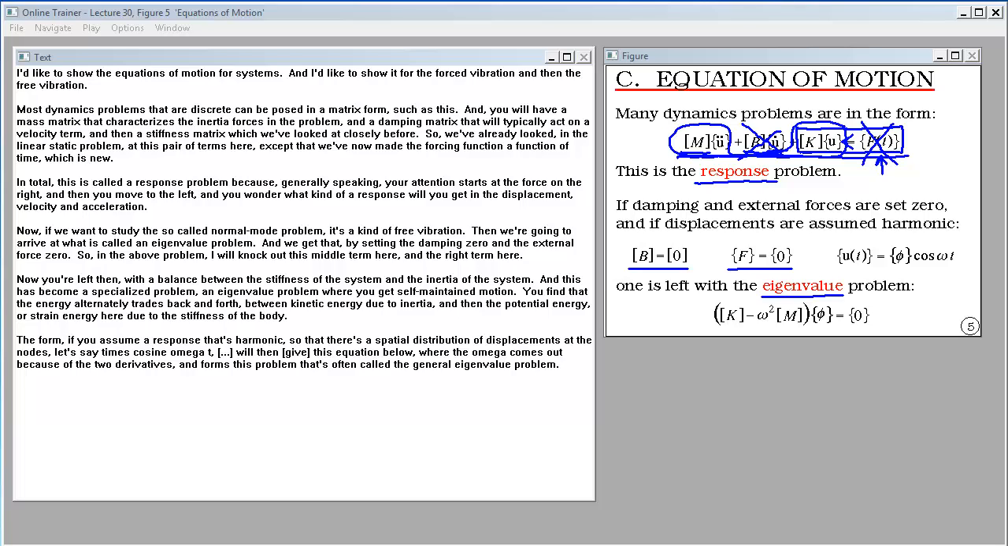You'll find that the energy alternately trades back and forth between kinetic energy due to inertia and then the potential energy, or strain energy, due to the stiffness of the body. The form, if you assume a response that's harmonic, so that there's a spatial distribution of displacements at the nodes, let's say, times cosine omega t, you will then get this equation below where the omega comes out because of the two derivatives and forms this problem that's often called the general eigenvalue problem.